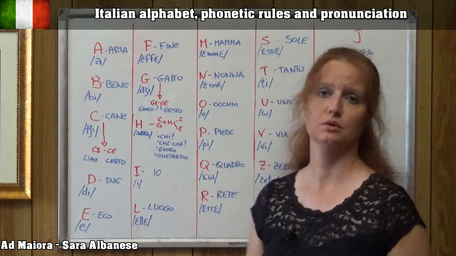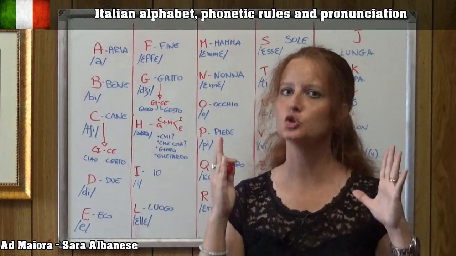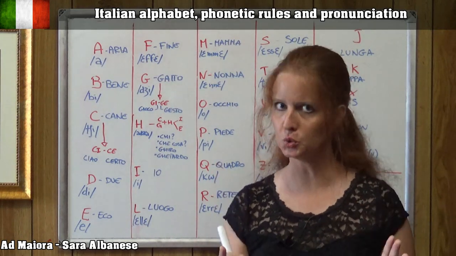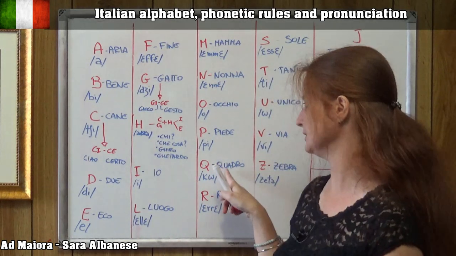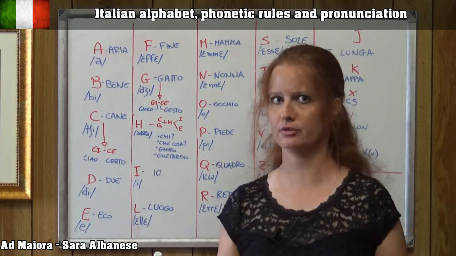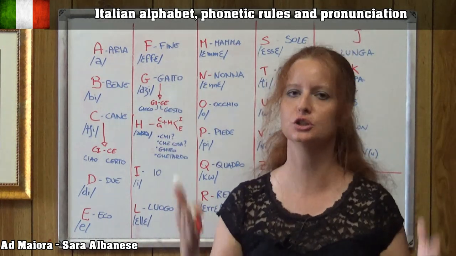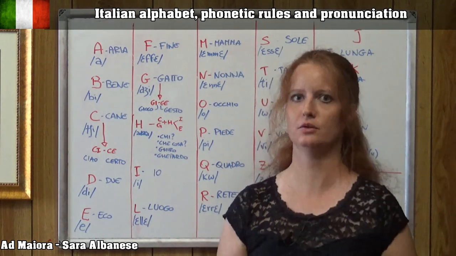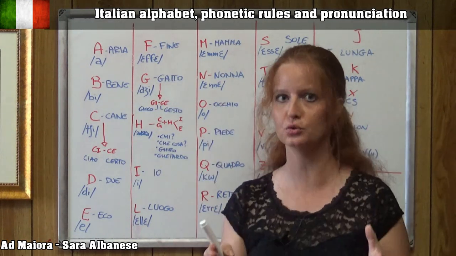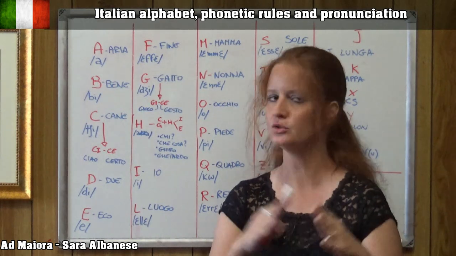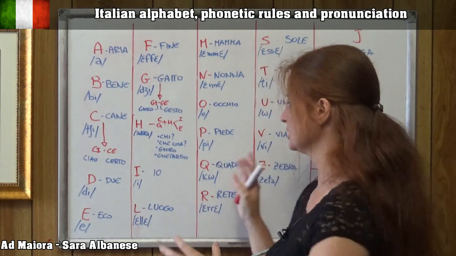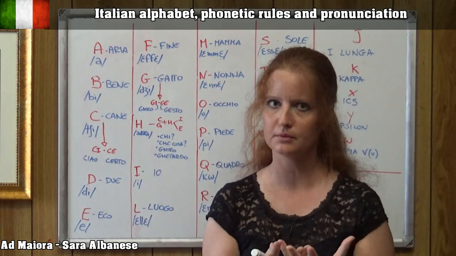After a Q, okay, we always have to put the vowel U, which is U in Italian, okay? It is compulsory. You can't put anything else. You have absolutely to put the U sound after it. It's a rule, okay? If you don't put it, it's a grammar mistake.